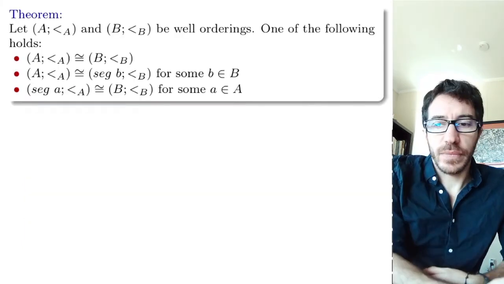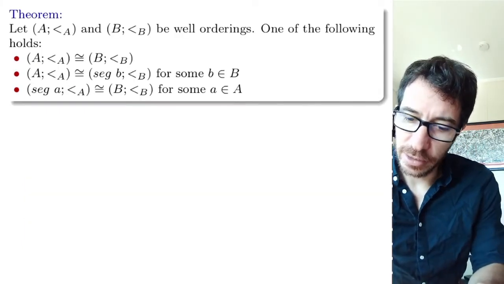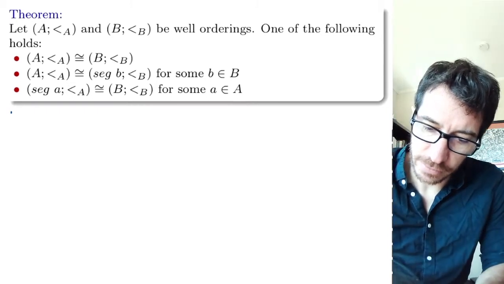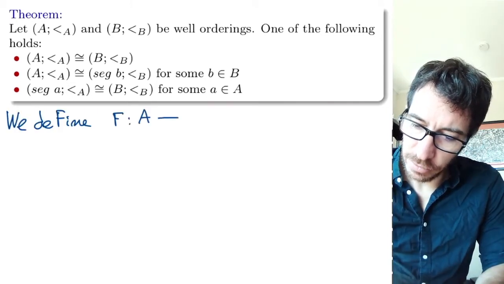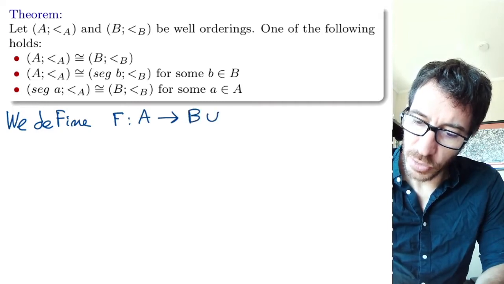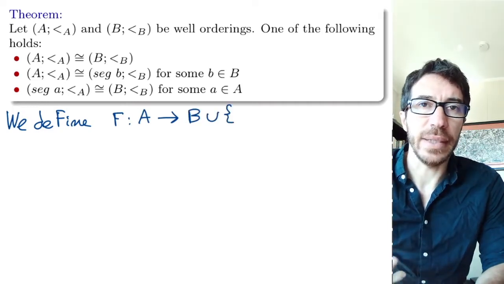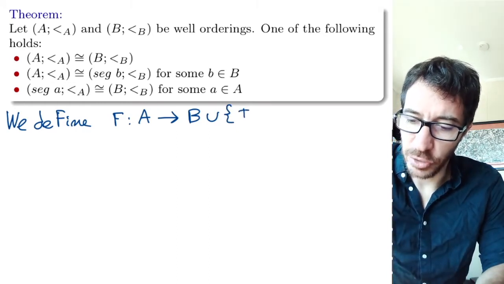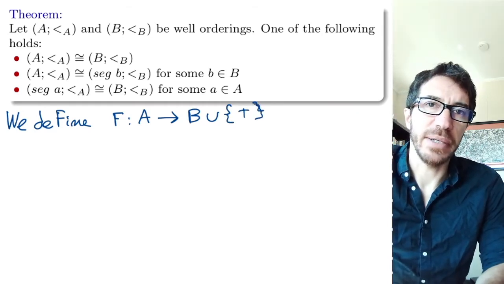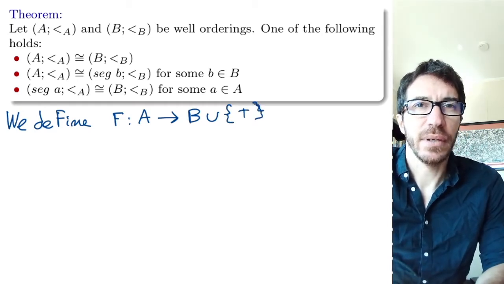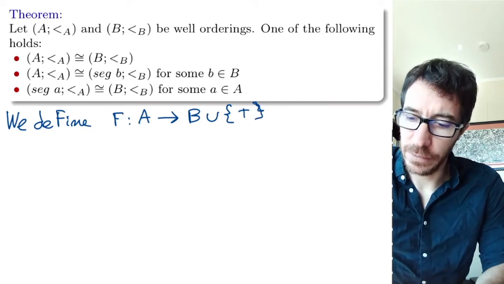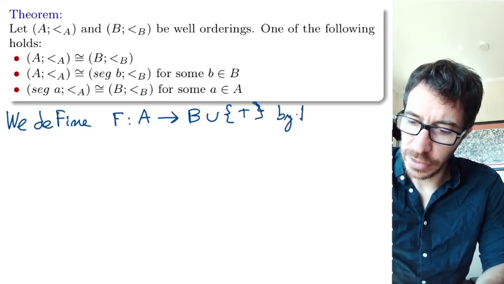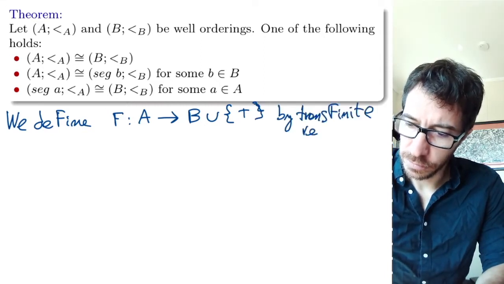So let's do it. Let's start by taking an element. We define a function f from A to B union a top element, let's say another element that is new. Let's call it T for top. And T is a new element that doesn't show up anywhere. We think of it as above everything, by transfinite recursion.